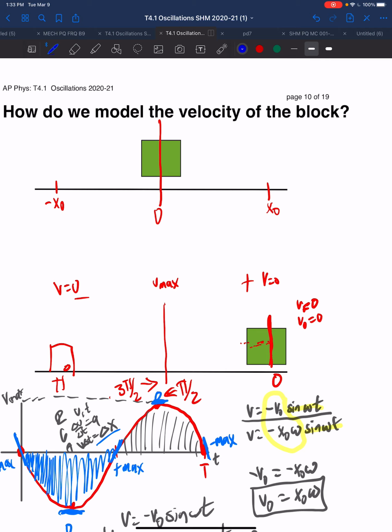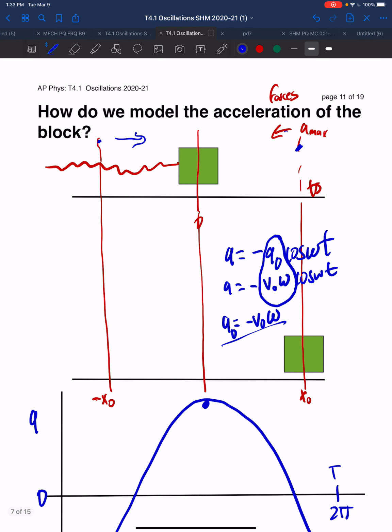And in the previous example, we also saw that v0 was x0 omega. So we have minus x0 omega times omega. And so A0 then equals negative omega squared x0. Negative omega squared x0.